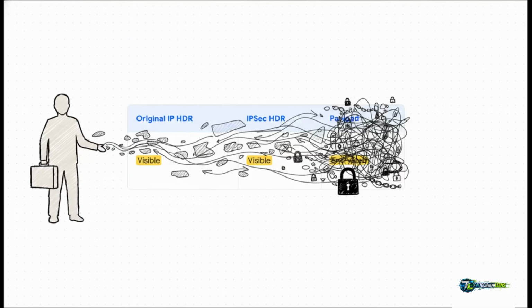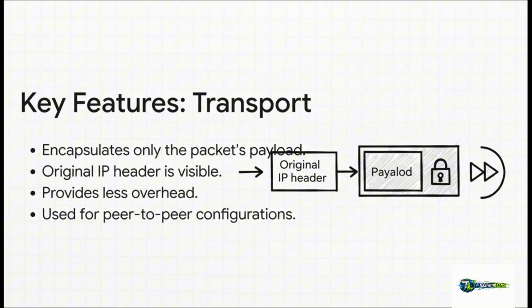And this just illustrates the difference so perfectly. In transport mode, only the payload, the actual data, gets encrypted and wrapped up. The original IP header, the part with the source and destination addresses, is left completely untouched and visible. So the courier is out in the open for everyone to see, but the contents of that briefcase are locked up tight. So to sum it up, transport mode is just more efficient. Because it's not building a whole new packet from scratch, there's less work for the computers to do, which means less overhead. It's the perfect choice for securing communication between two specific computers when you don't really need to hide the fact that they're talking to each other.